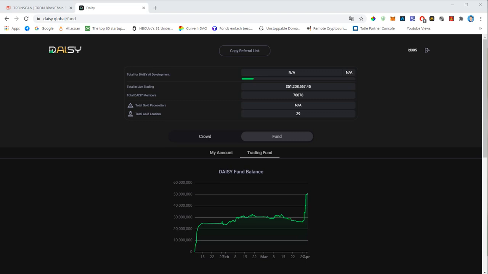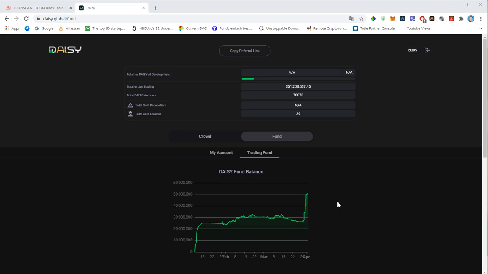You probably know that DAISY has relaunched a couple of days ago on the 30th of March, and the dashboard is not showing all the data properly. Some of the data is accurate, like the total DAISY fund, which is around 51 million, and it was around about 30 million just a few days ago. So DAISY members have added around 20 million in just a couple of days, and you will see it here in the dashboard, right?